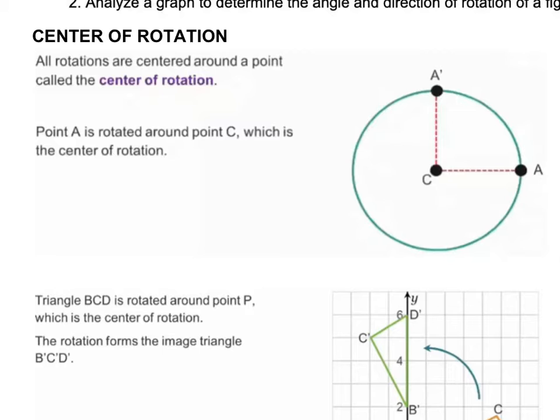We talked about the center of rotation, and all rotations are centered around a point called the center of rotation. What we have here is point C as the center of rotation, and we're rotating point A. So point C is the center, and we're rotating point A around point C. We're doing this turn to go from that point to that point. Notice that we always have a center and we always have to identify what that is.